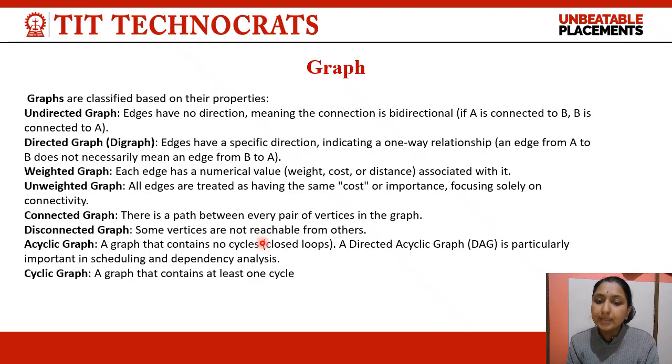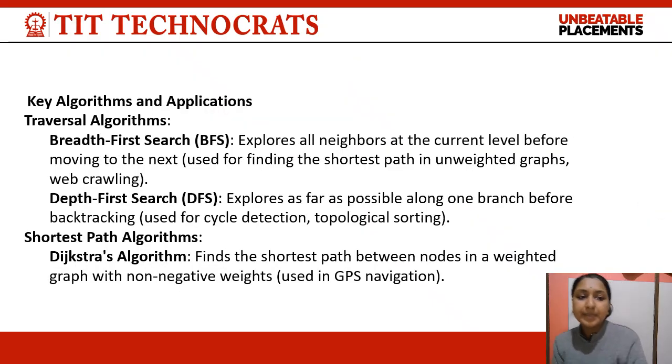And a directed acyclic graph is basically important in scheduling and dependency analysis. If I talk about a cyclic graph, then a cyclic graph consists of at least one cycle. Cycle means a loop that comes back to that point only, right? Coming to the next slide, we can see the basic key algorithms and applications.